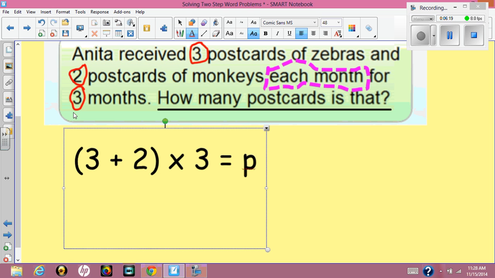To solve this, remember our first step, anything in parentheses comes first. 3 plus 2 is 5, and we are going to multiply that by 3.